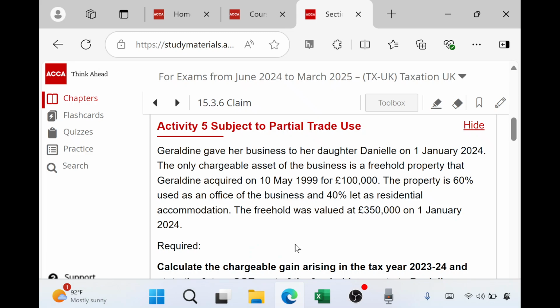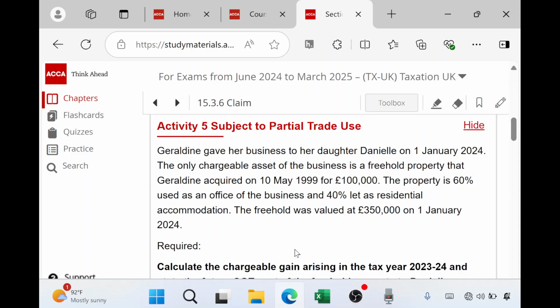So we move into activity 5, the area of gift relief. Now, this is an area that is not overly complex and tends to get examined fairly regularly. And on occasion, I've seen students get very, very confused. Not all, but certainly some. So I'm hoping in this particular video, I'll be able to just open this up.